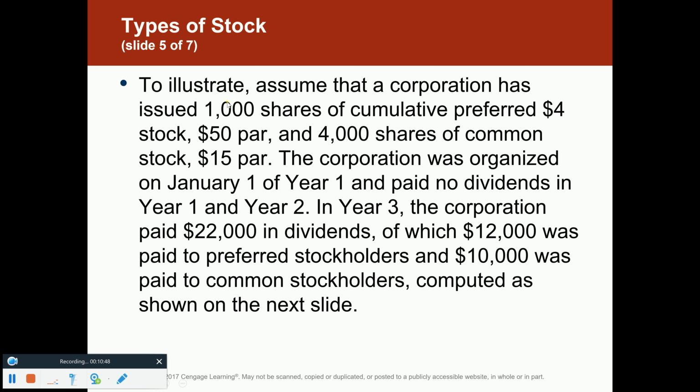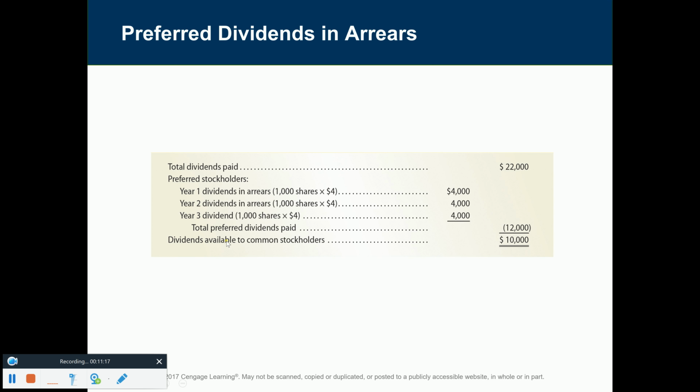But remember, these 1,000 preferred shareholders, they are due a $4 dividend every year. What is 1,000 times 4? That's $4,000. So $4,000 in year 1, no dividend. $4,000 in year 2, no dividend. In year 3, the corporation finally paid out $22,000 in dividends. Now remember, the preferred shareholders get in line first. So even though $22,000 were paid out, we have to pay out the $4,000 that were behind from year 1, the $4,000 that was behind in year 2, and the $4,000 for year 3.